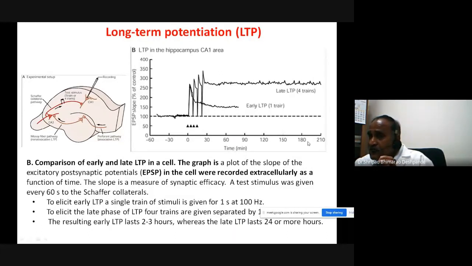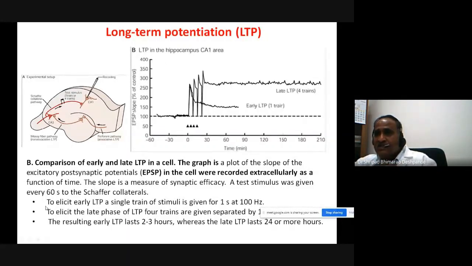So look here, this is several minutes, 210 minutes, so that means nearly 4 hours. This is a long-term depolarization.